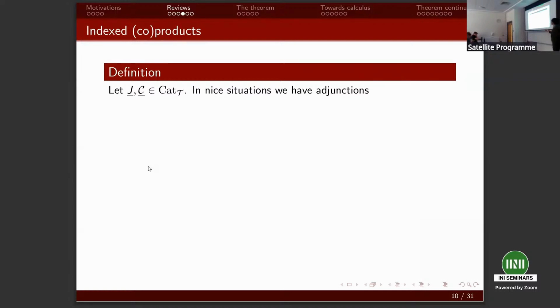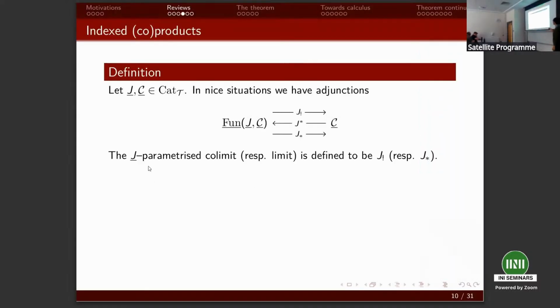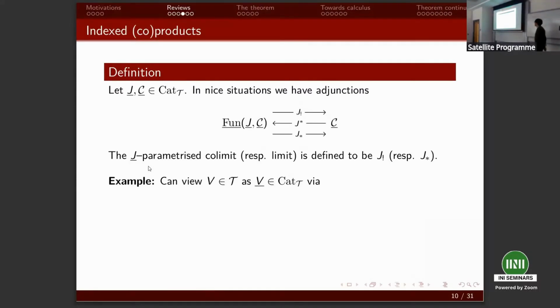Anyway, for this J, you have a constant map to the point, so you can restrict along it to get a functor J^* from C to Fun_T(J, C). In nice situations, it has the property that it might have a left adjoint or a right adjoint. These things I'm going to call J-colimits and J-limits. Here's the key example that you should keep in mind.